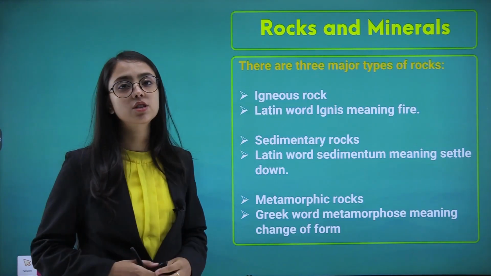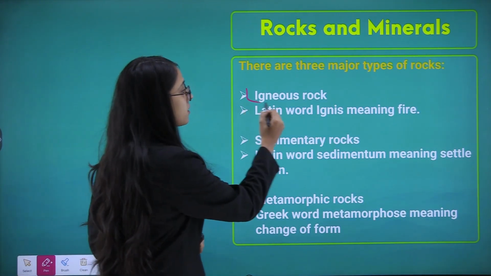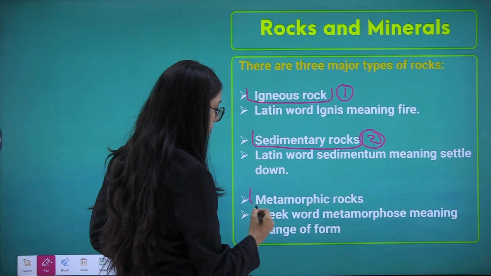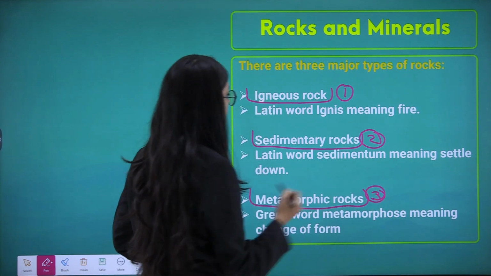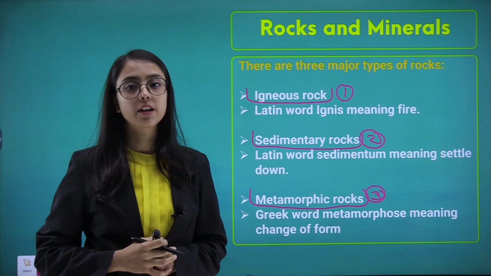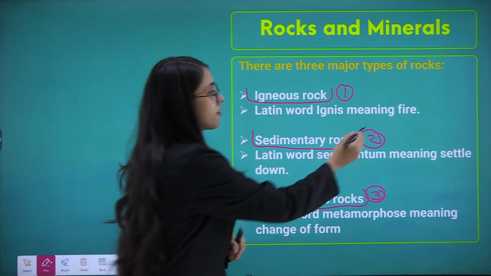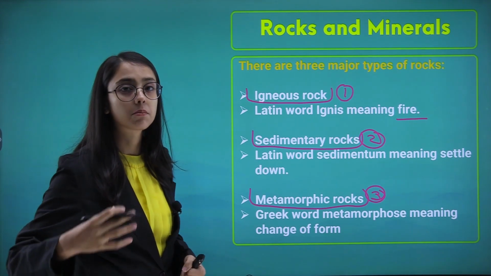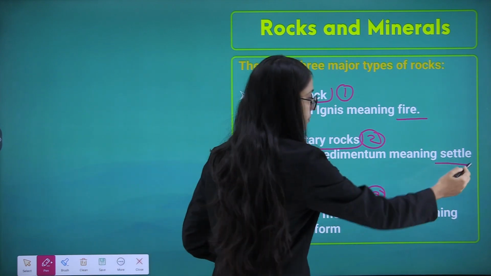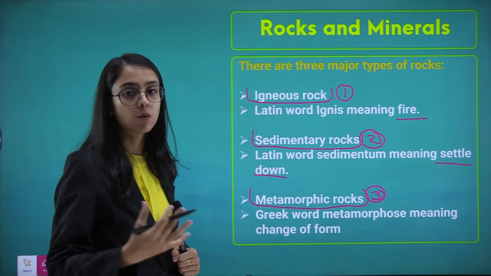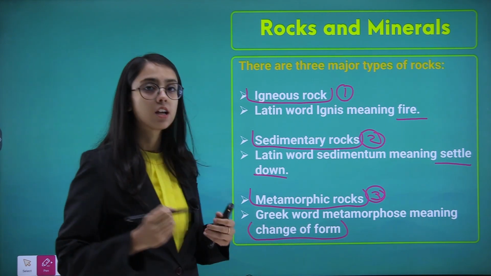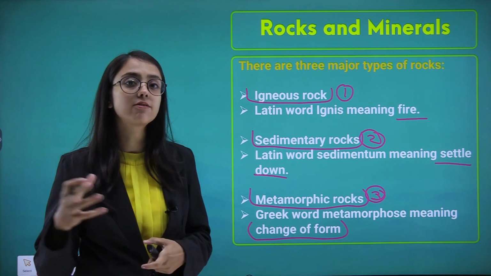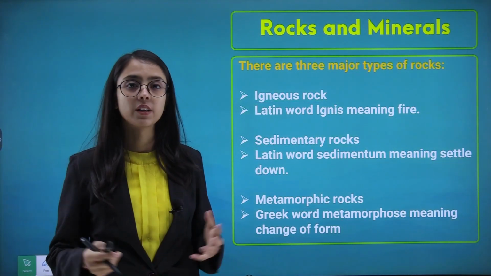Now, there are three major types of rocks on our planet, namely igneous rocks, sedimentary rocks and metamorphic rocks. Igneous rock, the word is derived from a Latin word ignis, which means fire. Sedimentary rock comes from the word sedimentum, meaning settling down, and metamorphic comes from change of formation. So, we will see how these three different types of rocks are formed and where they can be found on our planet. Now, let's begin.